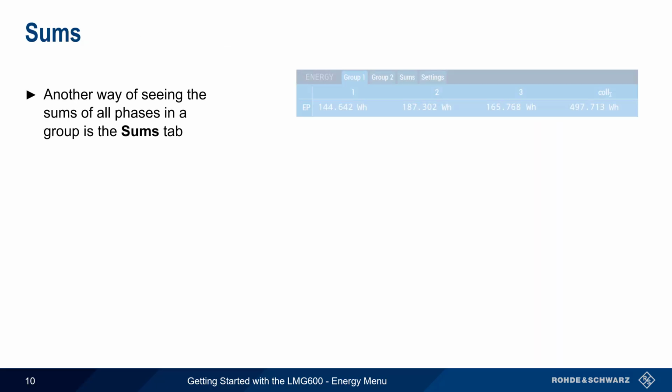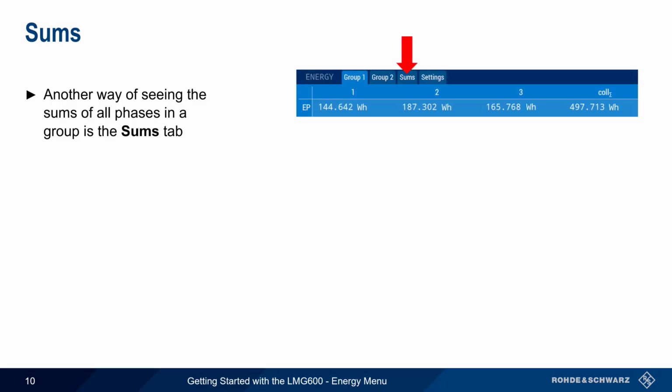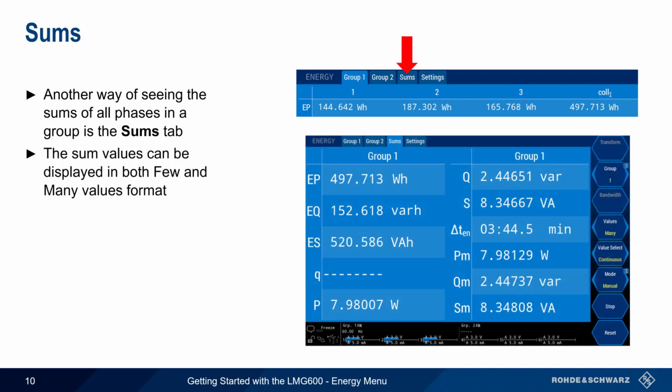Another way of viewing the sum values for a group is by going to the Sums tab. As with other measurements, the sum values can be displayed in both few and many formats. As we can see here, the values from the Call-Sum column match the values shown under the Sums tab.